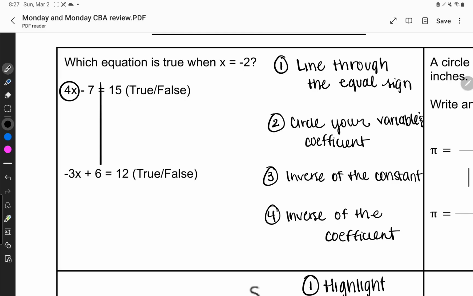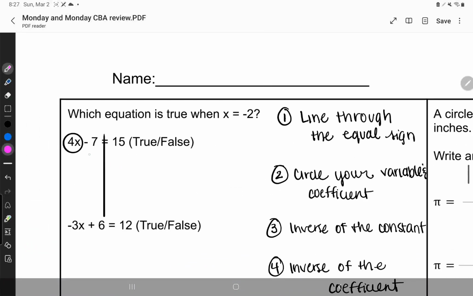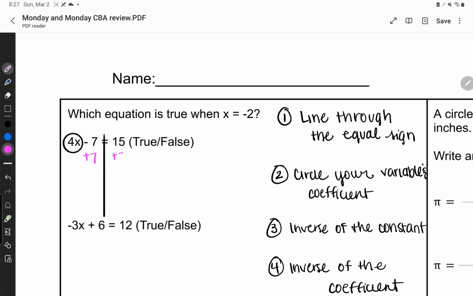All right, how do I get rid of -7? I add 7 to both sides. That's going to cancel that out, and that's going to give me 4x equals 15 plus 7, which gives me 22.